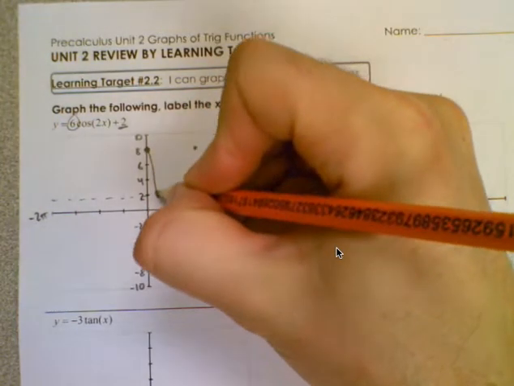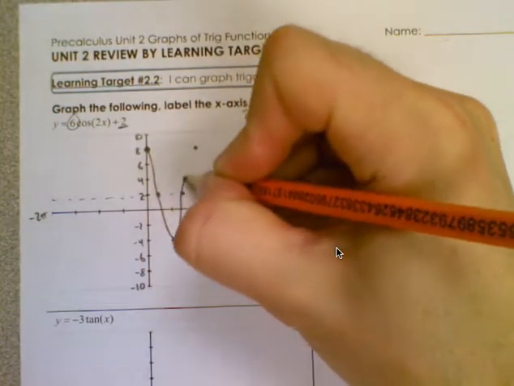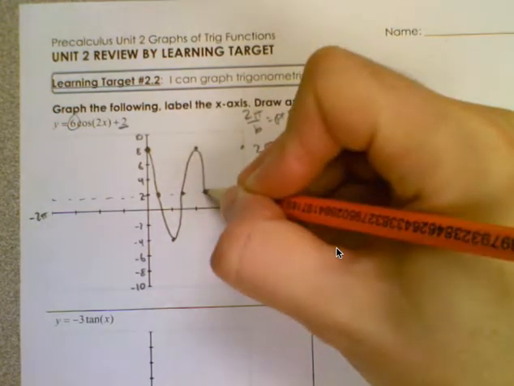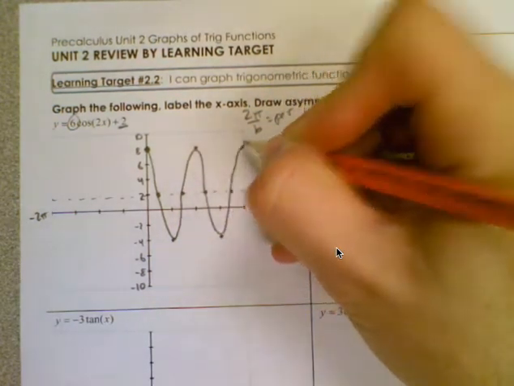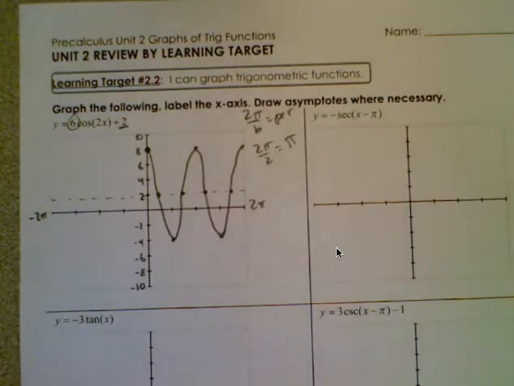I can draw more than 2 periods. Just always pay attention to the directions. If it says you need to draw at least 2 periods, draw at least 2 periods. Alright, so that's graph number 1.